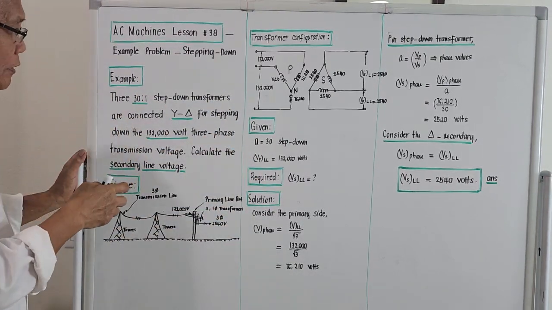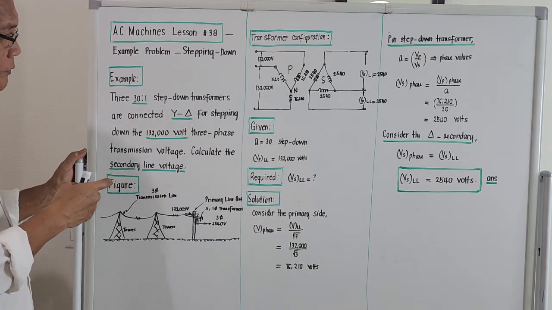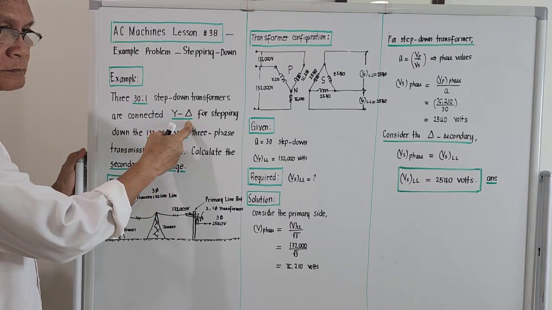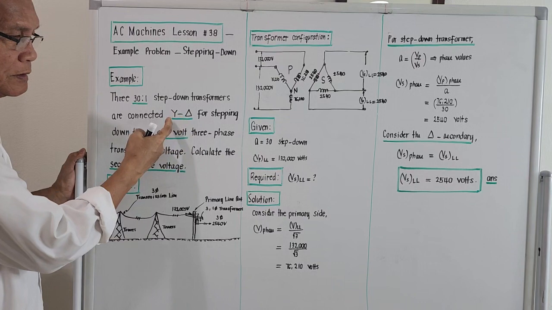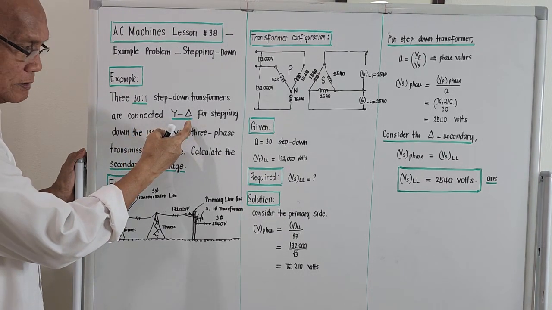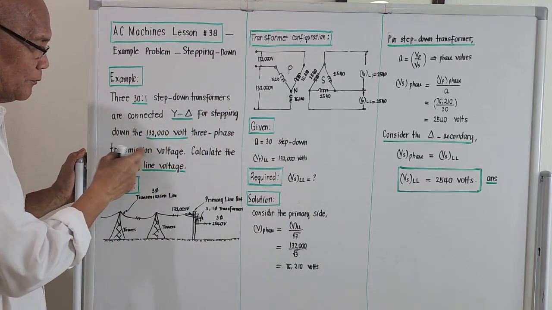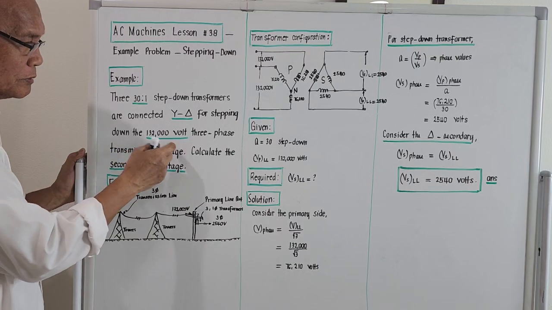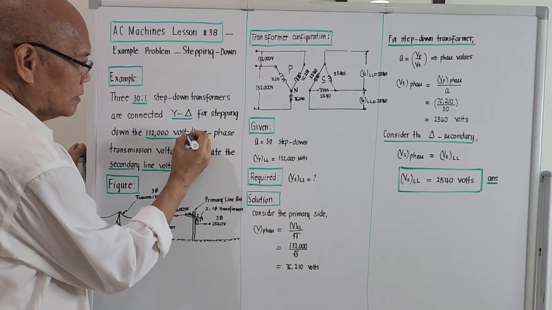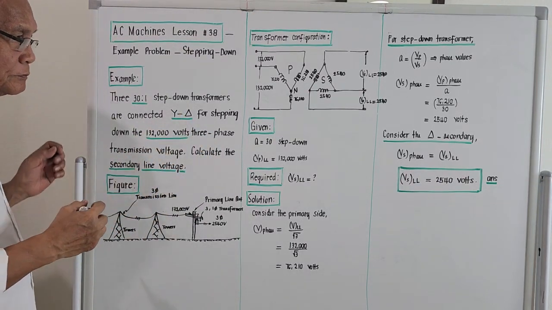Three, the ratio 30:1, step-down transformers are connected. The configuration is Y delta, meaning the primary side is Y connected, and the connection of the secondary is delta. For stepping down the 132,000 volts, 3-phase transmission line voltage.